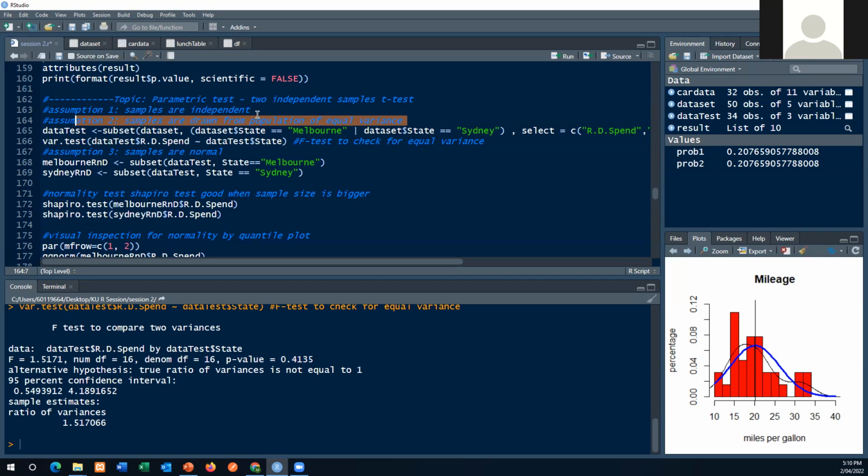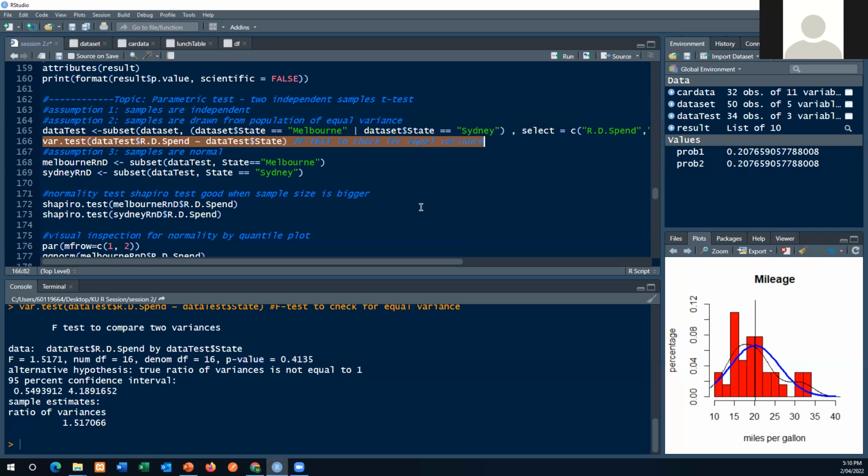So the samples are independent, because you can see Melbourne is Melbourne, Sydney is Sydney, so they are independently taken. And assumption 2 is that the samples are drawn from populations of equal variance, which is our null hypothesis for the var test. We have assumed that, and that is validated here.